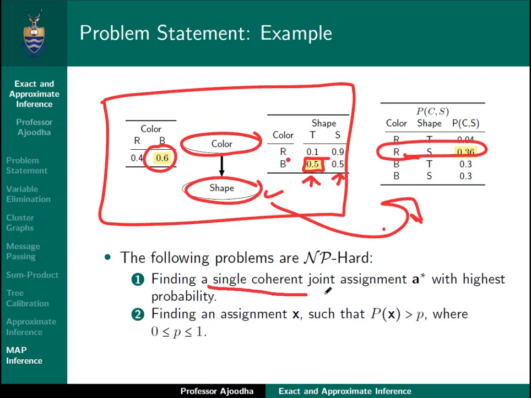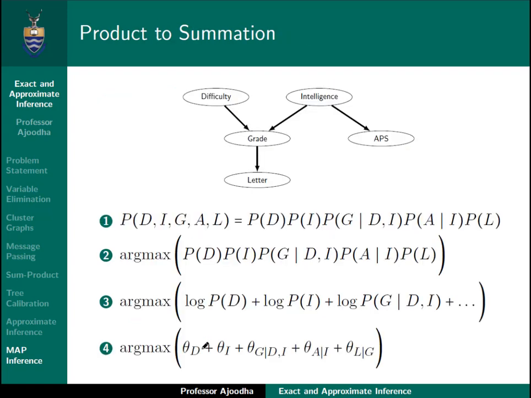So finding a single coherent joint assignment, we call it A star, with the highest probability is NP-hard. That's another NP-hard problem. Most of the problems in artificial intelligence are NP-hard. And finding an assignment X such that the probability of that assignment is higher than some threshold probability is also NP-hard. So another very difficult problem.